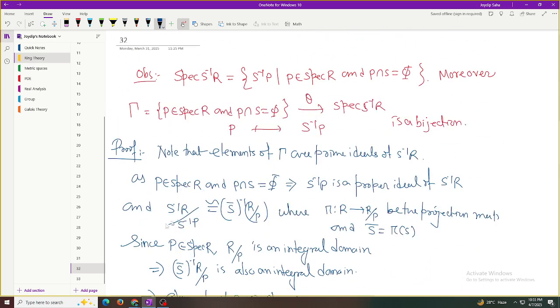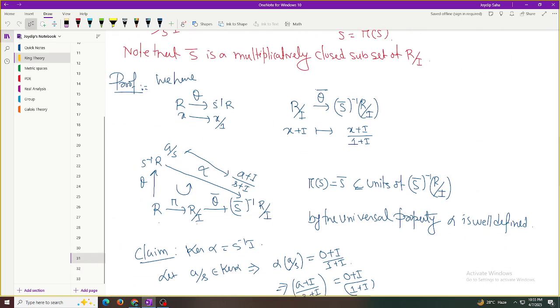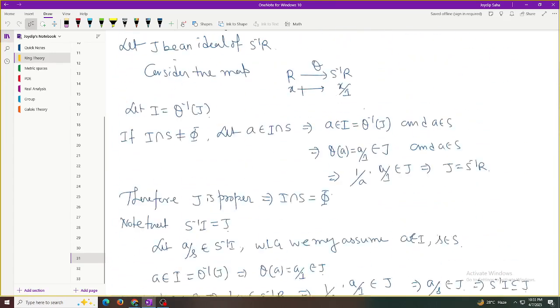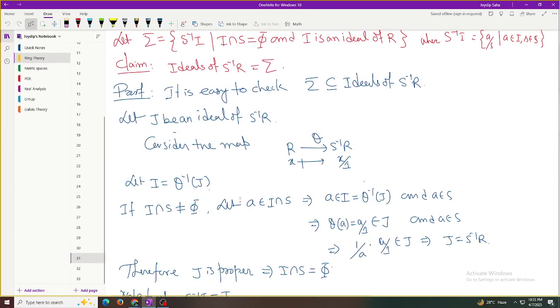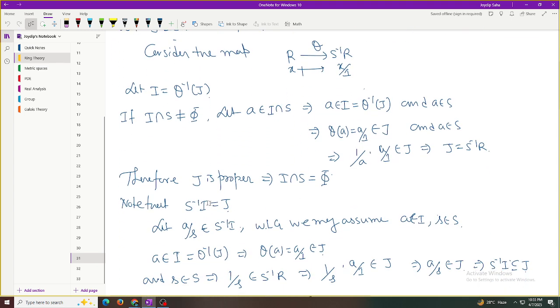Why q is your S inverse p? This is the exact this, not this is J ideal. Take I is theta inverse J contraction, then I have shown the S inverse I equals to J. Same proof. Okay, done.